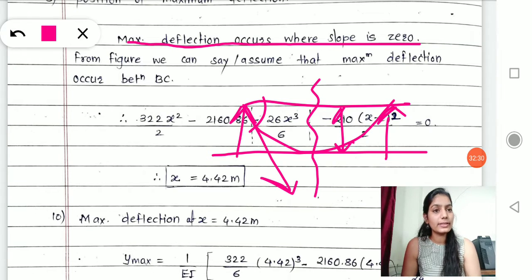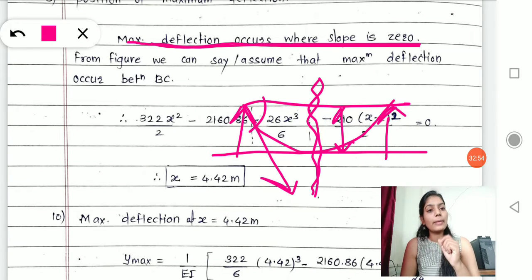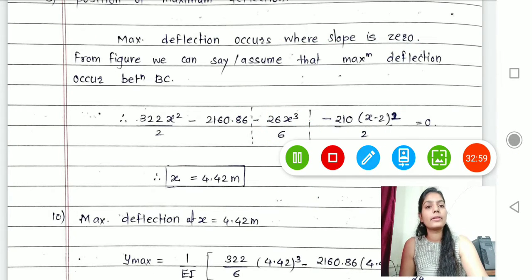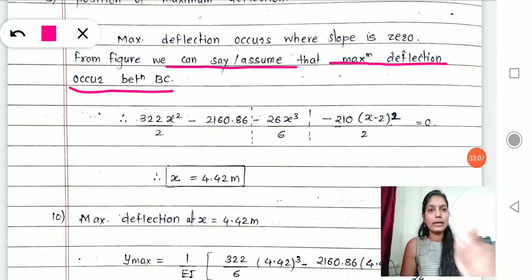Then there will be no theta, and if there is no theta, what will be your slope? If theta is 0, slope will be 0, but deflection will be maximum. What they said: maximum deflection occurs where slope will be 0. Slope at mid span is 0, therefore my deflection will be maximum at that point. Therefore, we can say or assume that maximum deflection occurs between B to C. B to C means what?